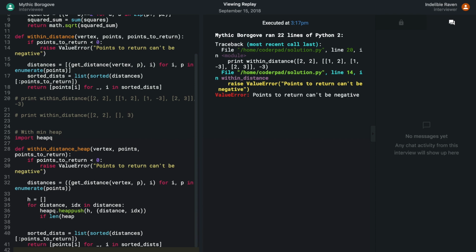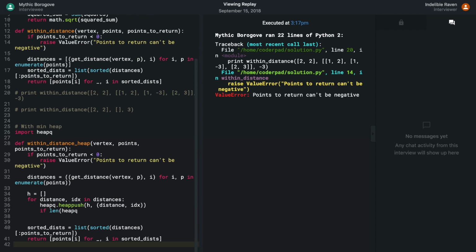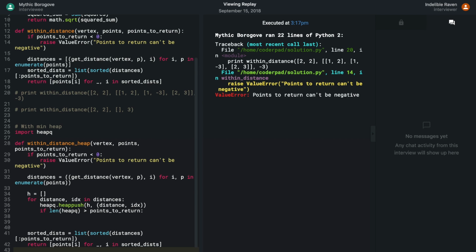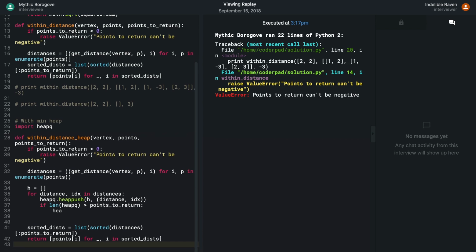So we heap push, and then if the length of the heap. Actually, I wonder if that doesn't even work anymore. I was just making sure that the heap had a length function. If the length of the heap is greater than k points to return, let's go ahead and pop. Was it heappop? Wait, we need to remove not just the smallest one, right, but the biggest one. Yep.